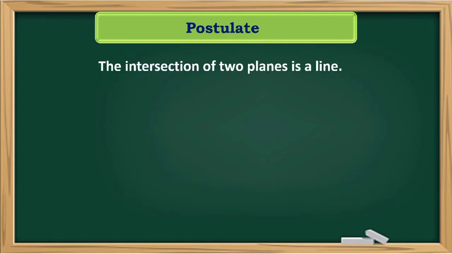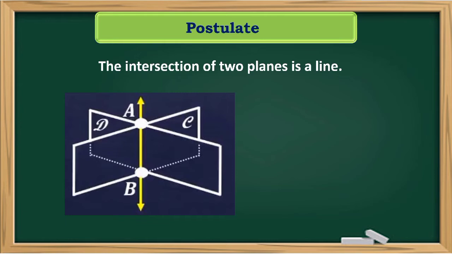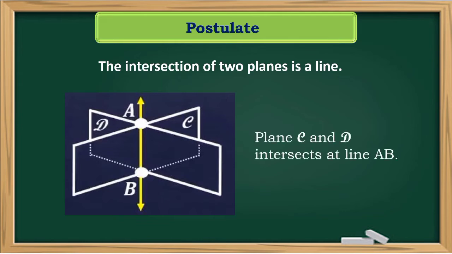Next, the intersection of 2 planes is a line. Here's the figure. We have plane D and plane C, and these planes intersect. They form a line, which is line AB. So when 2 planes intersect, they create a line. Plane C and D intersect at line AB.